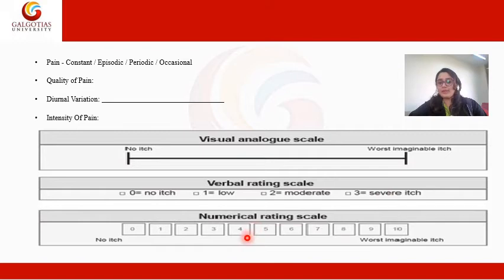Then next we have numerical rating scale. In numerical rating scale we draw a 10 centimeter line, and now we mention the numbers 1, 2, 3, 4, 5, 6, 7, 8, 9, 10, 0 being no pain, 10 being the worst imaginable pain. So we need to be clear with the concept of visual analog scale and the numerical rating scale. In visual analog scale we do not put numbers, and in numerical rating scale we have to put the numbers.